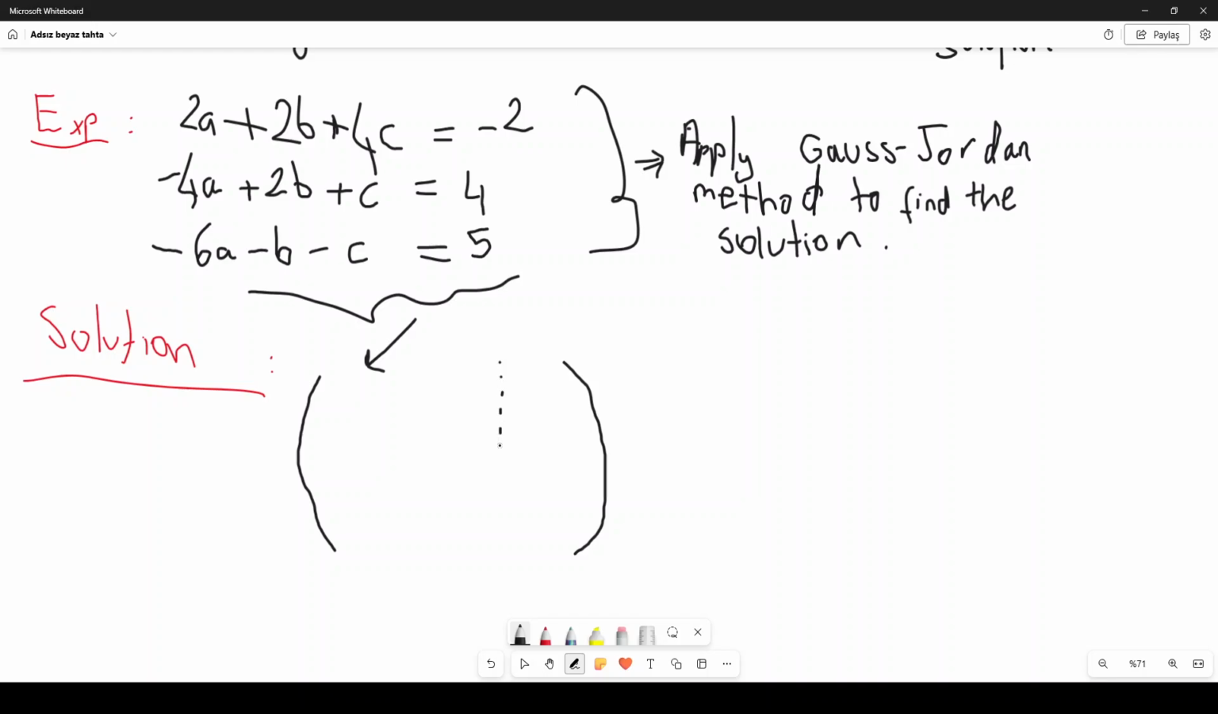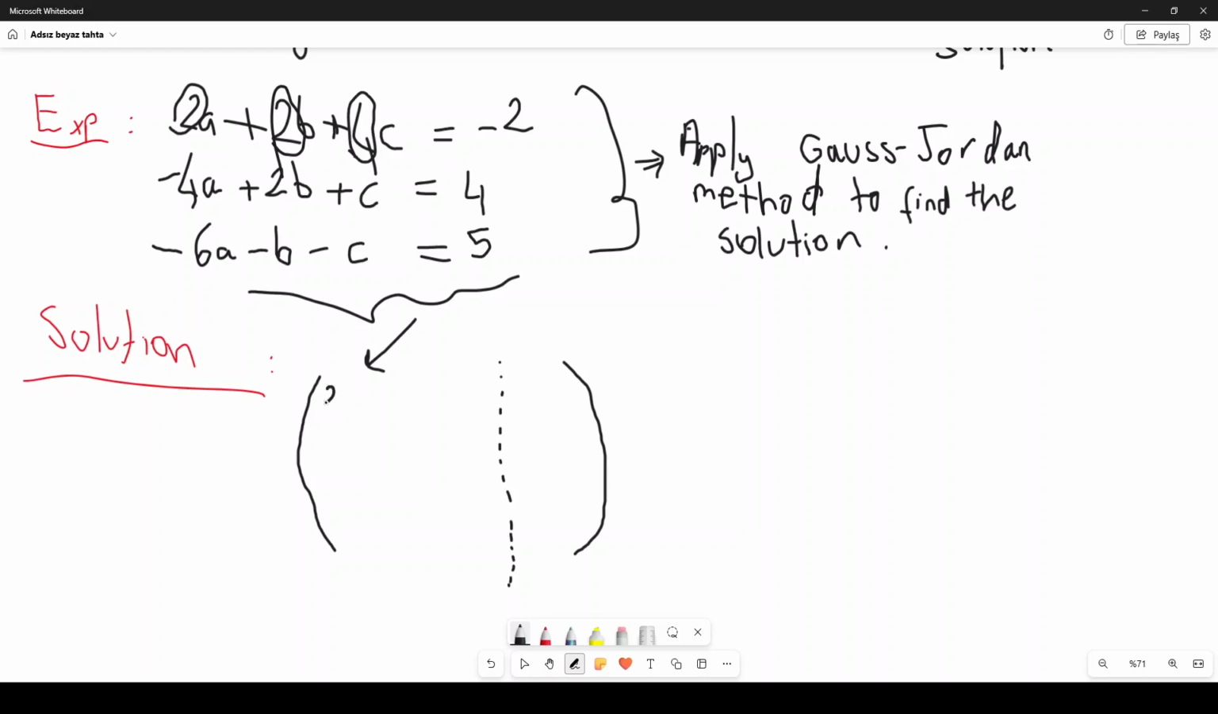We don't forget to put this dashed or dotted line just to indicate that the values to the right of this line are the right hand side values of the equations, whereas the values to the left of this line are the coefficients of the unknown variables. So, let's just write them here. The coefficients in the first equation are 2 for the A, 2 for the B, and 4 for the C.